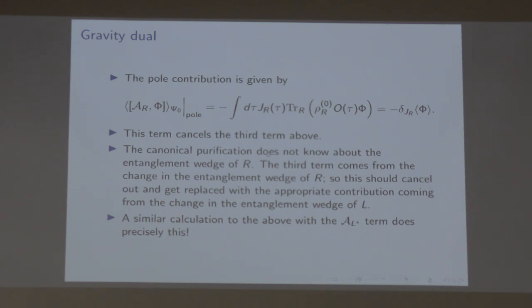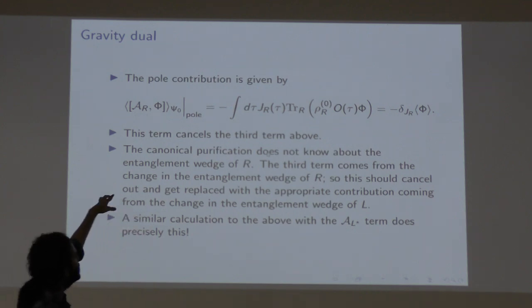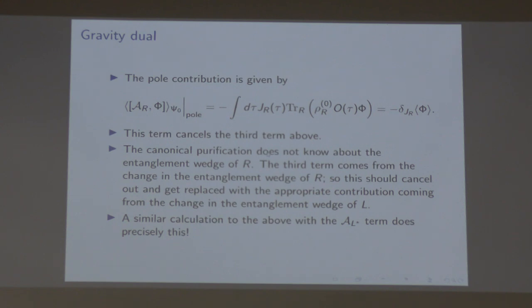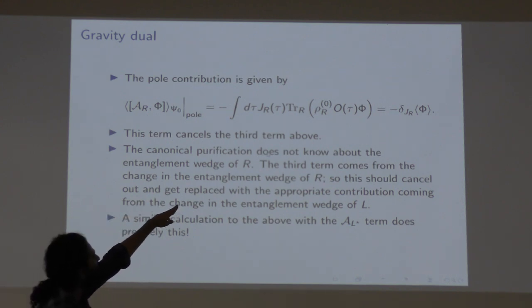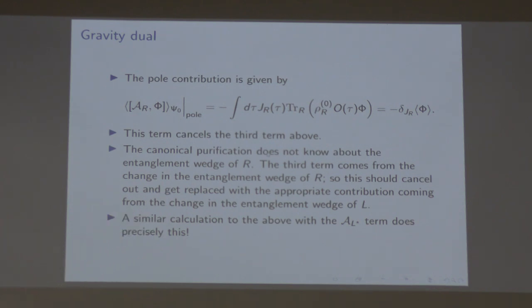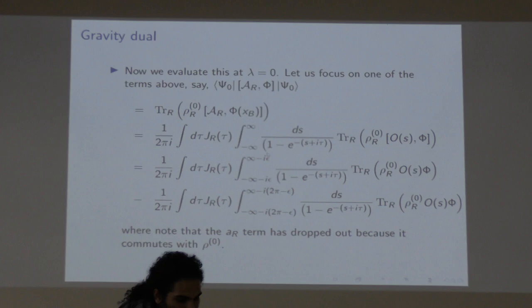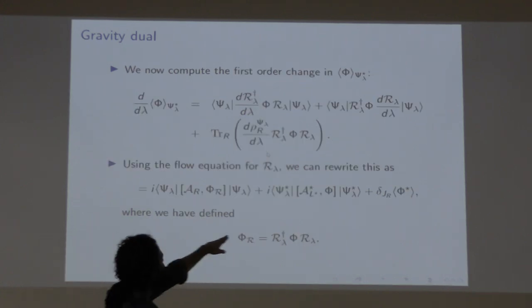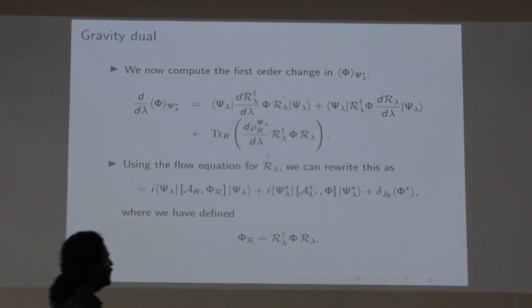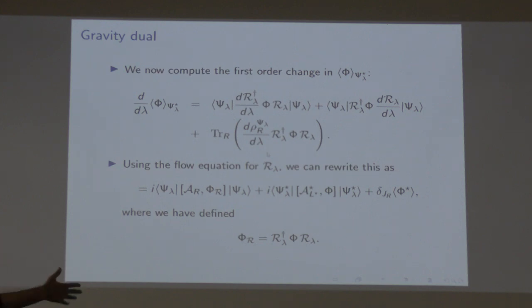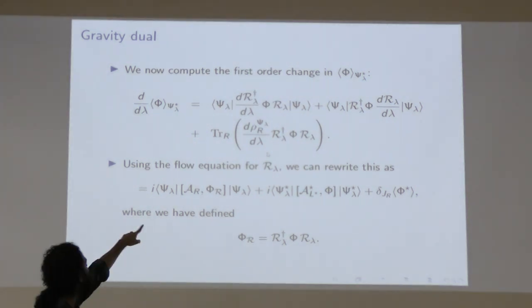The pole contribution is very simple. You're just picking out the pole in that function. And actually what it does is it gives you minus the change in the one-point function from turning on the source. Remember, in this expression there was this last term here, which just came from the fact that the one-point function of this operator in the bulk is changing because you're changing the source. But the operator is on the right, and the canonical purification from the left should know nothing about it. So this term had to be cancelled somehow, and the first term here precisely does that.